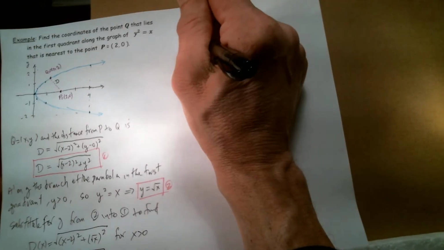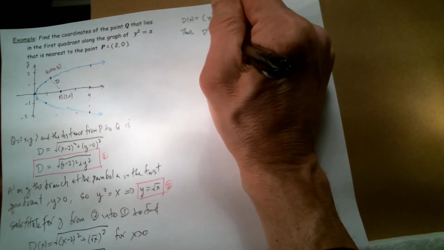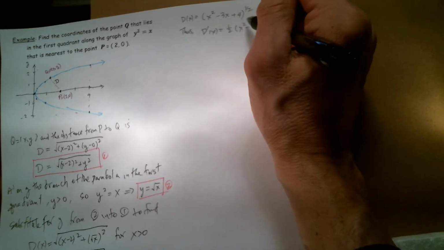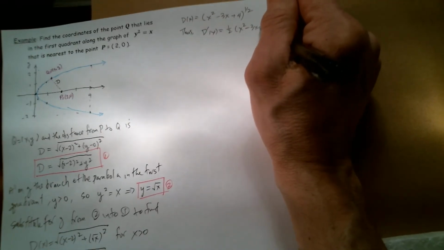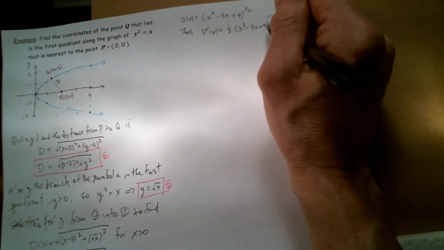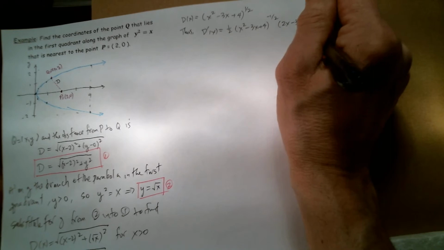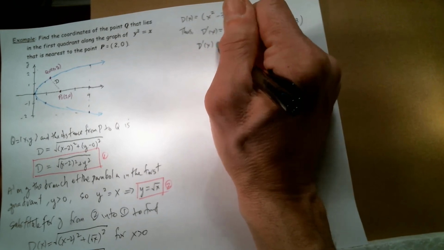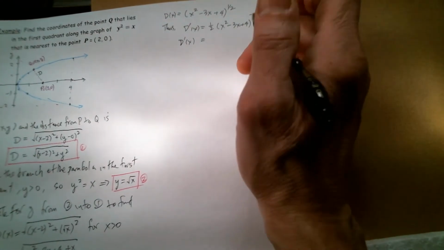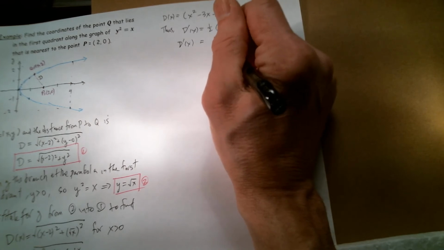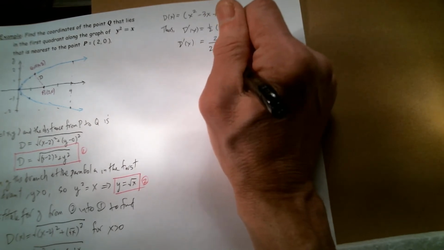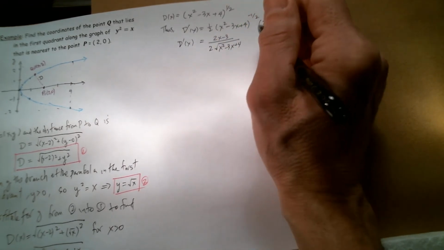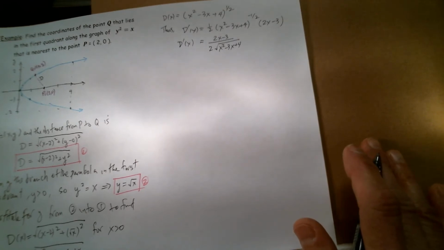And thus we could differentiate to find d prime of x to be half times our base function, right, by the chain rule, half times the base function to the power minus 1/2, and then times the derivative of the base, 2x minus 3. And thus, the formula for d prime of x would reduce to 2x minus 3 divided by 2 times the square root of x squared minus 3x plus 4. Okay, so that would be our formula for the derivative.